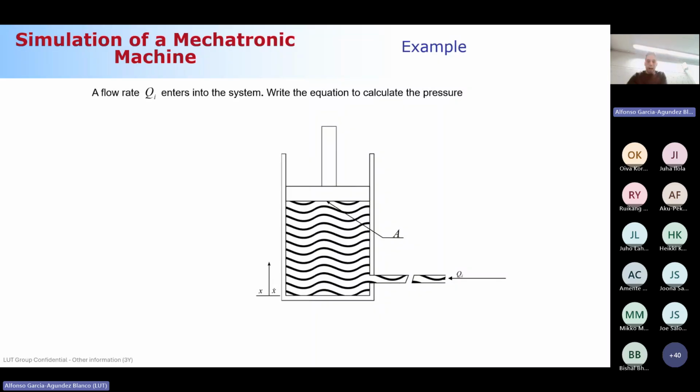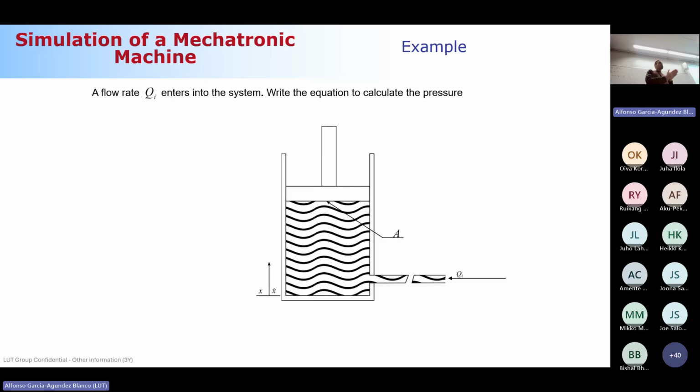And we have an incoming volume flow rate that is QI, okay? And the question is, write the equation to calculate the pressure. So basically, using the lumped fluid method, write the differential equation that governs the time evolution of the pressure in this chamber, okay? Perfect. So any idea? How should I start here? Think about the equation, okay?